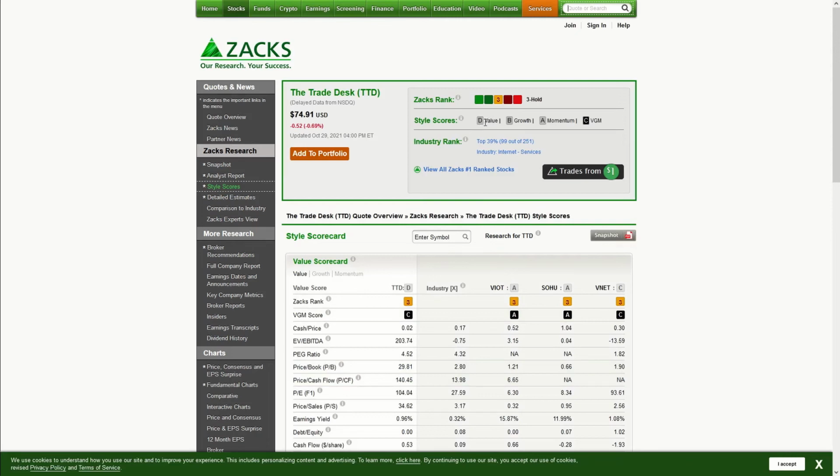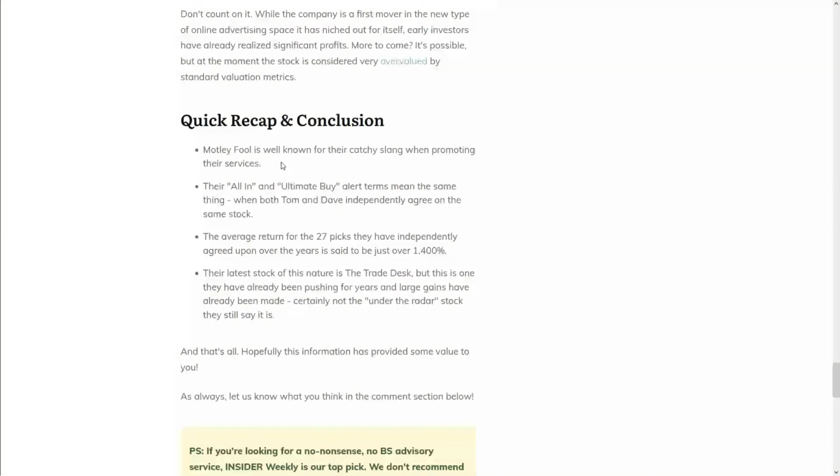So as a quick recap, the Motley Fool is known for their catchy slang when promoting their services. All in and ultimate buy and home run alert terms all mean the same thing when the two brothers independently agree on the same stock. The average return of their 27 picks they have independently agreed upon over the years is just over 1,400%. And the latest stock that they're teasing as an all-in buy alert is the Trade Desk, which they've already been pushing for years, and large gains have already been made. And it's certainly not the under-the-radar stock they still claim it to be.